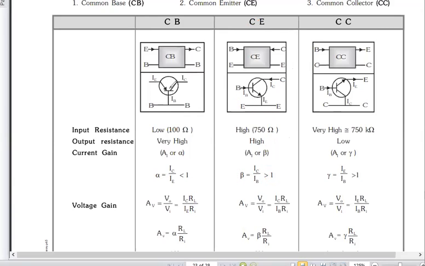Okay, now let's see common base. When you talk about common base, what is the input current? Tell me. Input current is IE, right? Input current is IE and output is IC. Yes or no? Because base is common, right? Okay. Now, so I can say that for common base, current gain is IC by IE. Yes or no? IC by IE. Now, if you remember, in last class, I told you that this common base is not good for current gain. Yes or no? It is not good for current gain, right?